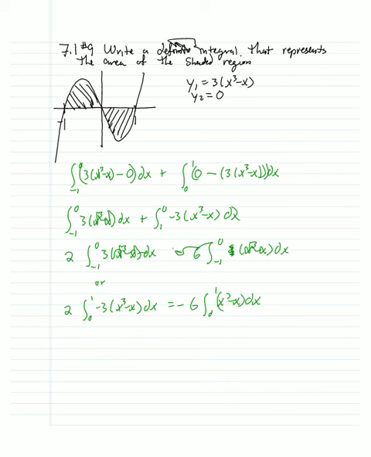So it's either 6 times the integral from -1 to 0 of x cubed minus x dx, or -6 times the integral from 0 to 1 of x cubed minus x dx. I hope that explains it.